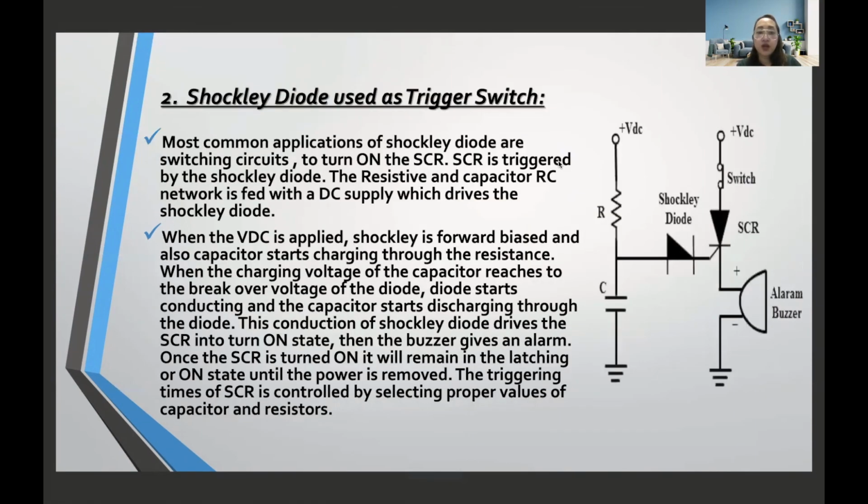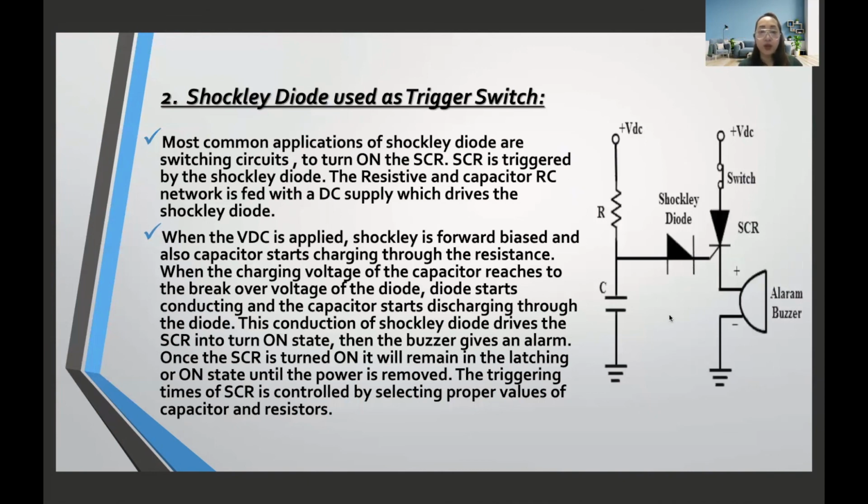We also have the Shockley diode used as a trigger switch. We can use the Shockley diode as a triggering switch for an SCR. The most common application of the Shockley diode is in switching circuits to turn on the SCR.